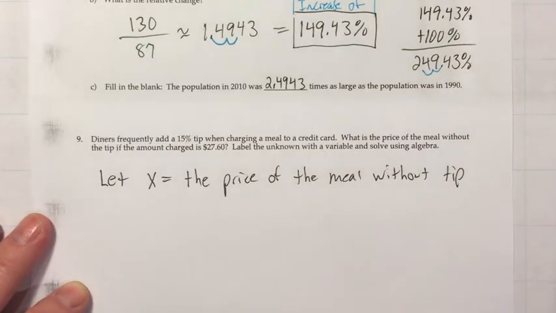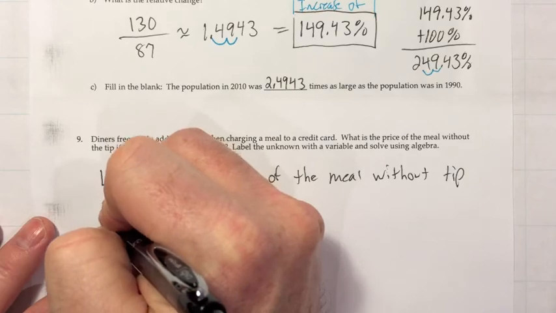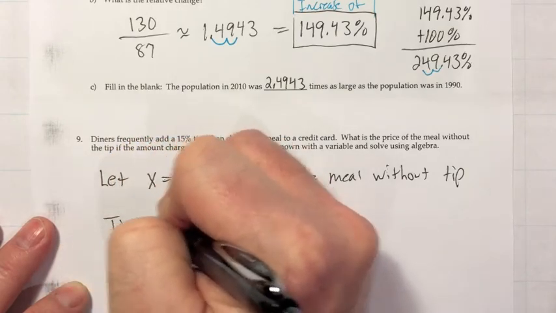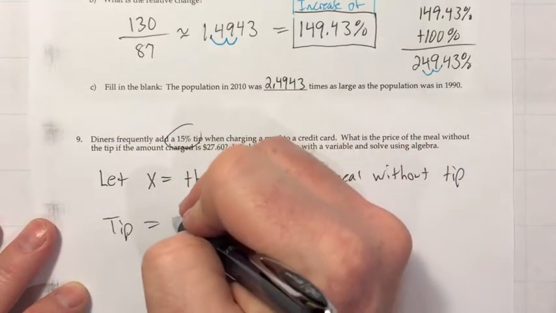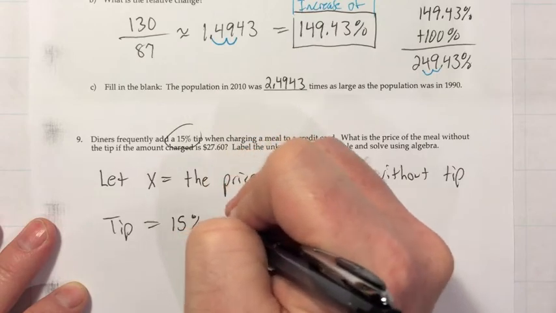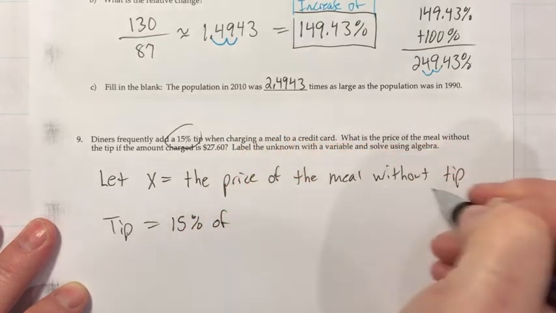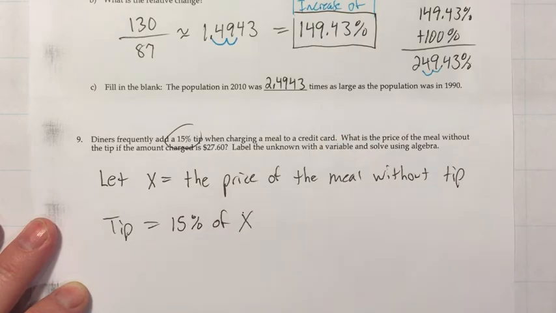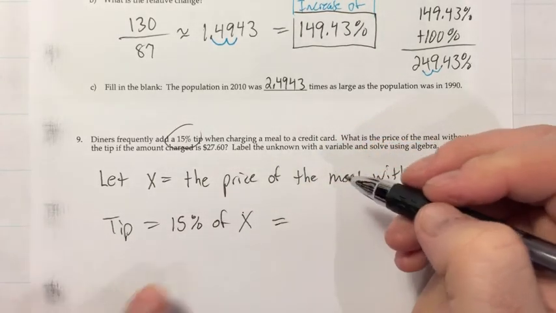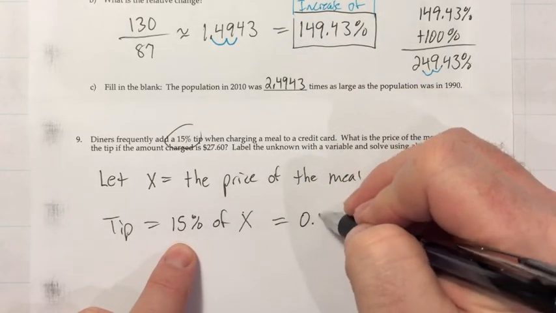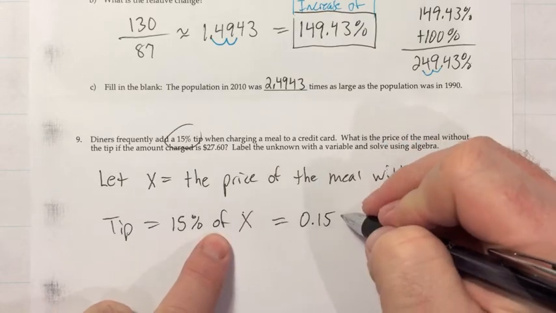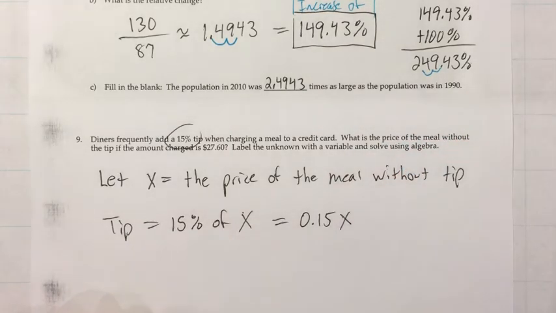So now let's start thinking about some other pieces, like how much was the tip? Well, the tip, according to this, is 15%. So it would be 15% of whatever the price was before. So 15% of x. When you're doing math with percentages, you change them to a decimal. And of would be a multiplication. So we can just put that next to the x. So the tip is 0.15 times x.